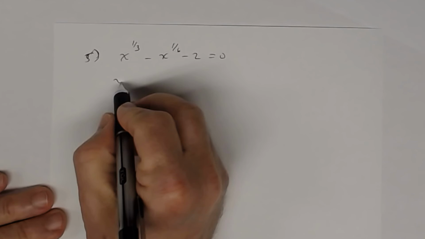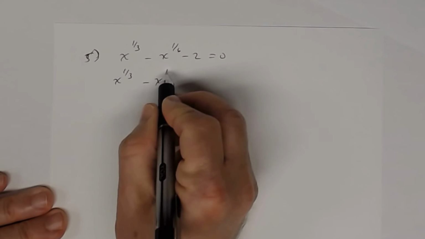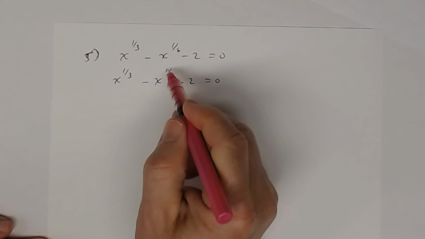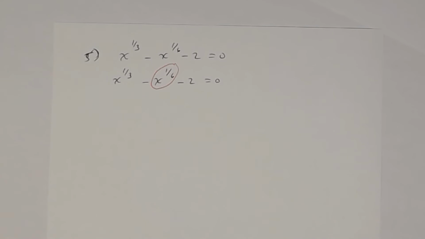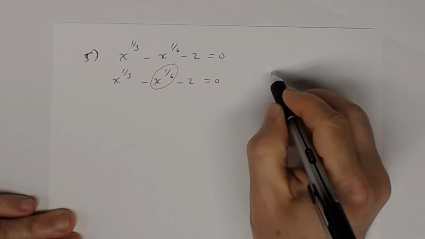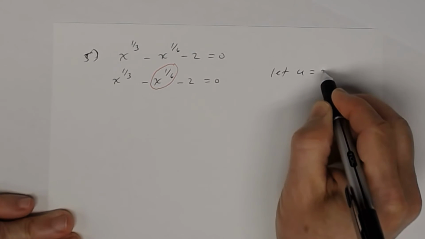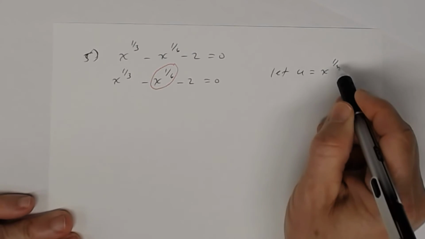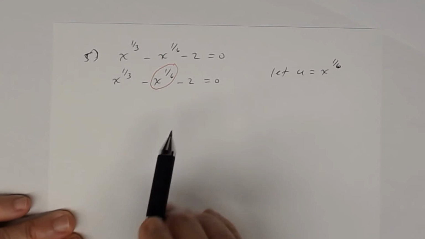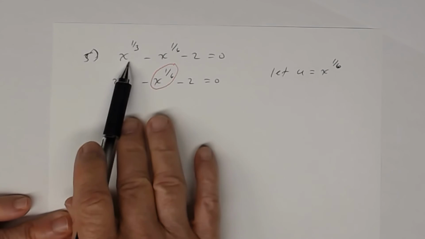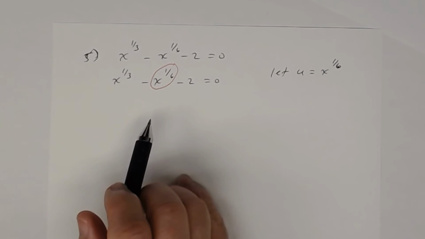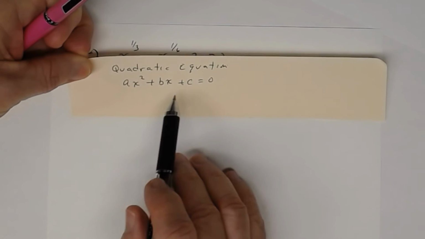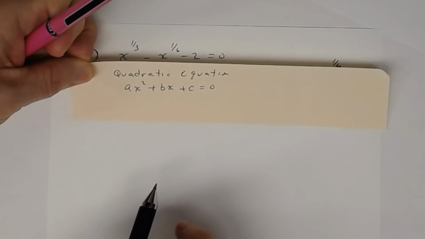So let me go ahead and write this over. Remember what we talked about. We're going to let u equal this variable expression right here, x to that power. When I do that, I want you to see what's going to happen. Remember, the whole point is to use substitution so we can get this equation quadratic in form. It looks pretty complicated the way it's written, but if I can make it look like a quadratic equation, then I know I can easily factor it.